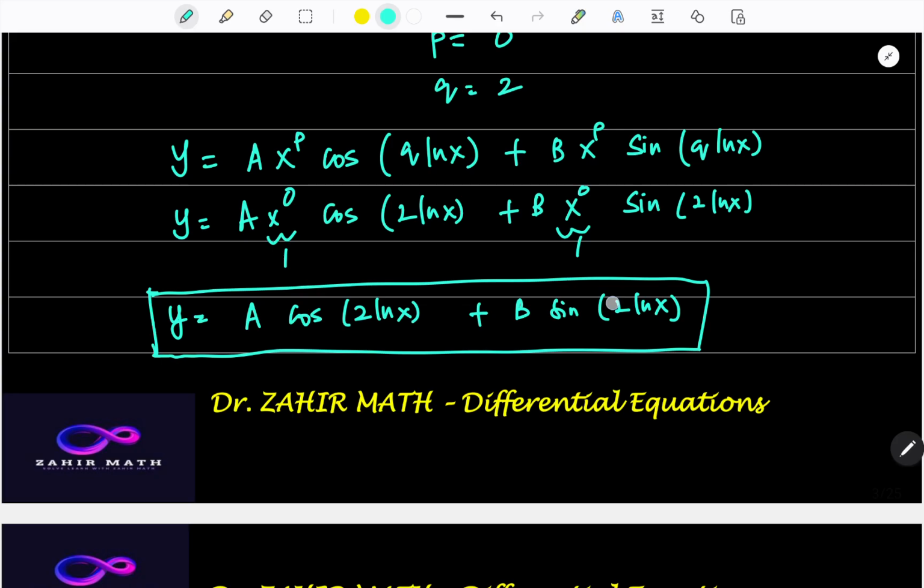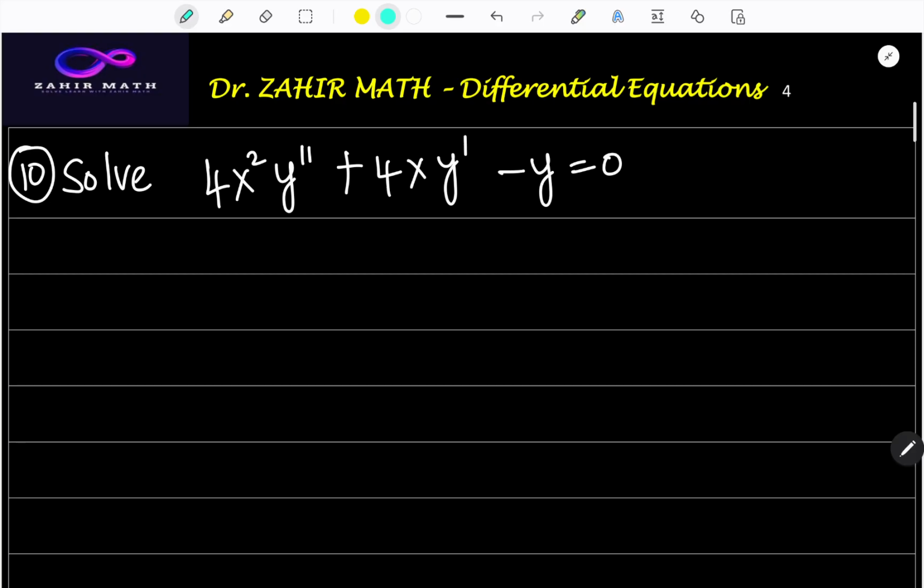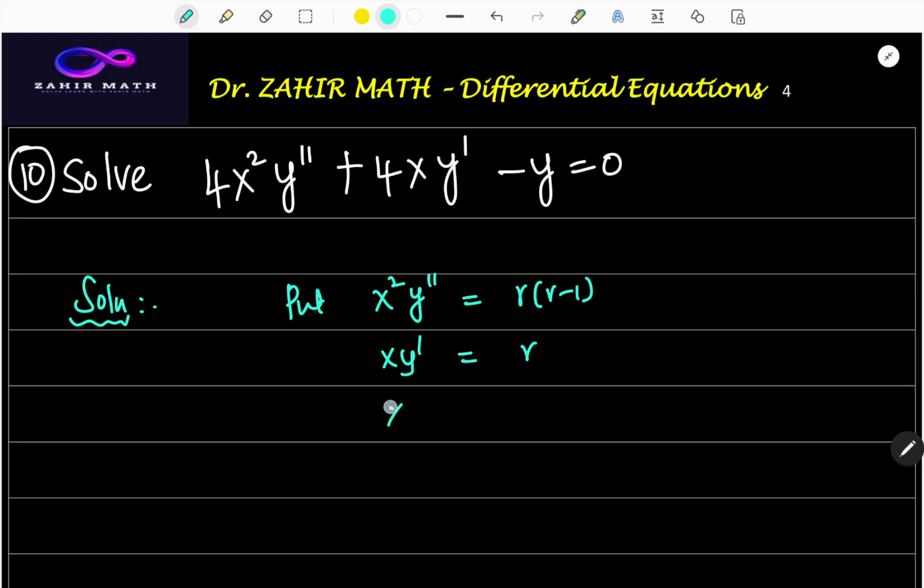Clear? Right. This is 2. Let's go to the next question. The next question is 4x square y double dash plus 4x y dash minus y equal to 0. So let's start the solution. Right. So put x square y double dash is equal to r into r minus 1, x y dash is equal to r and y is equal to what?